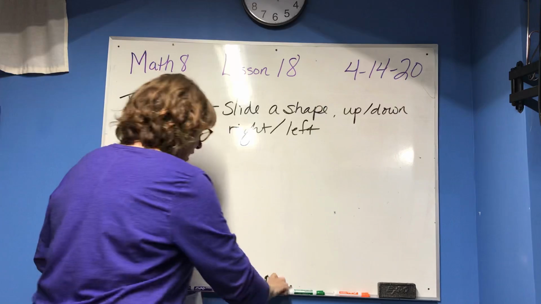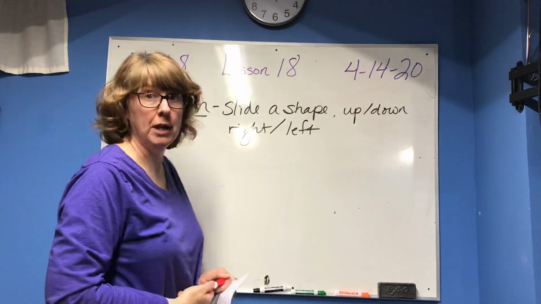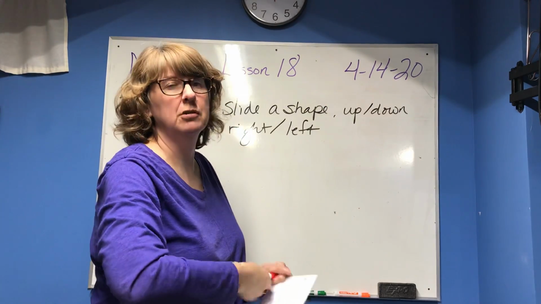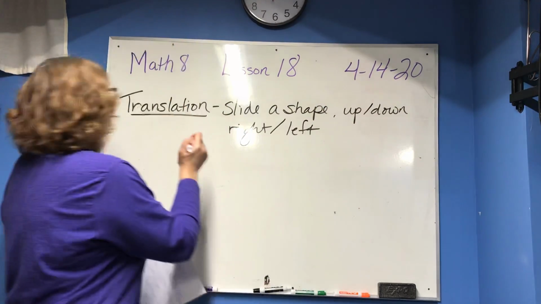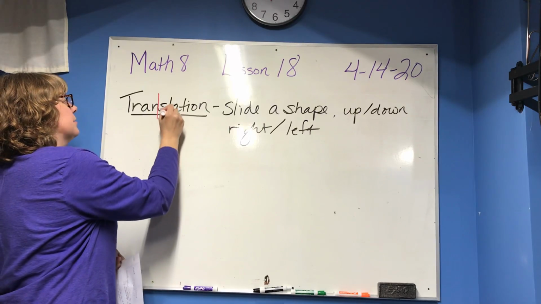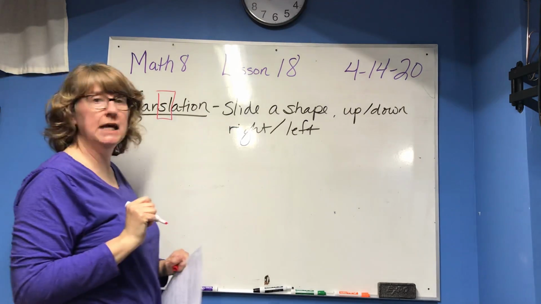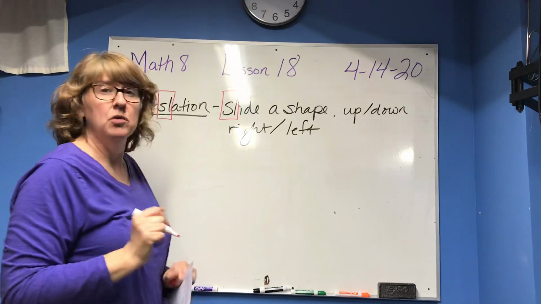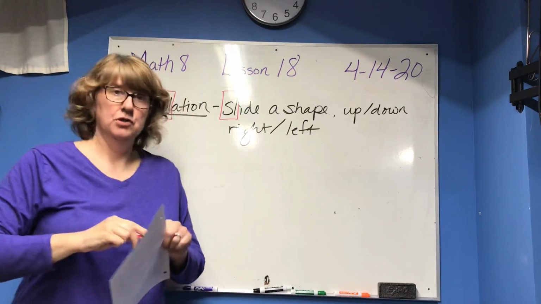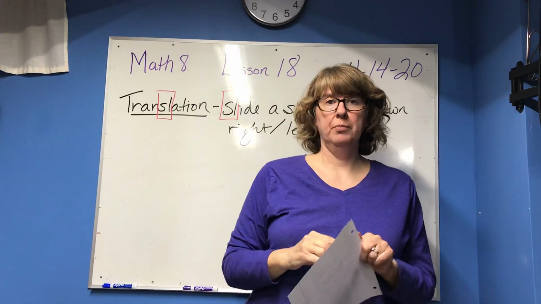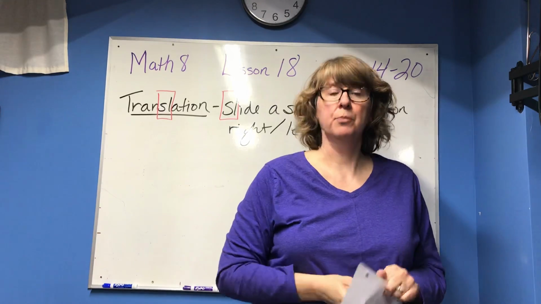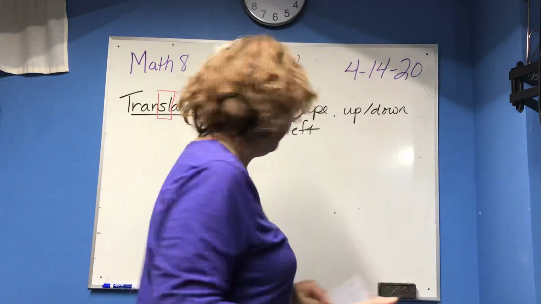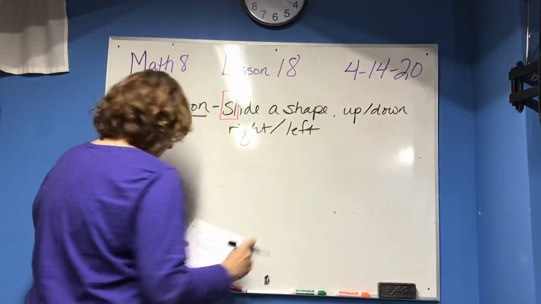Now, here's how I remember which transformation is what. If you notice, there's an SL in this word, translation. There's an SL in slide. So translate is a slide. So you're going to slide the shape from one place to another. Just that simple. Translation is a slide. Okay? Let's go on to our next one.